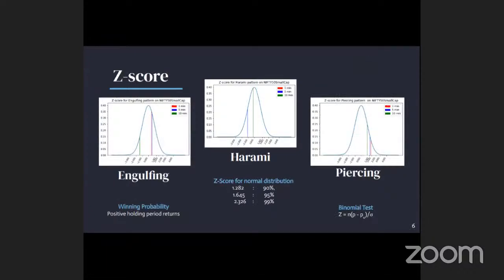Now, in order to investigate the predictive power of candlestick patterns, a binomial test is performed. Here the NP naught is the expected number of success and C naught is equal to 0.5. Now, in our case of the exit strategy that we have employed, the winning probability is the positive holding period returns for a bullish signal. To test the null hypothesis, the Z-score and confidence interval is calculated assuming the normal distribution, considering significance values as 90, 95%, and 99%. Here we found that we are able to reject the null hypothesis for certain patterns for 1 and 5 minute holding.